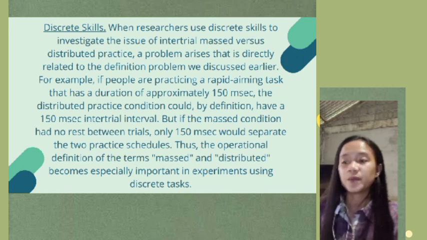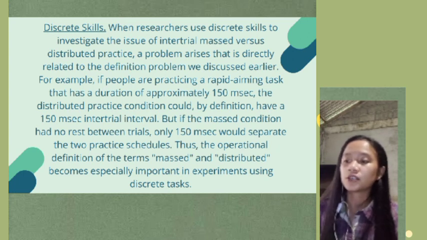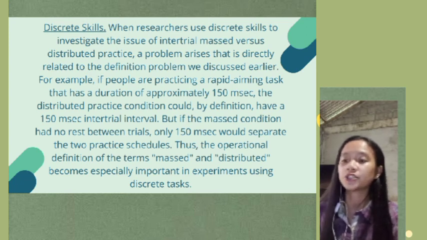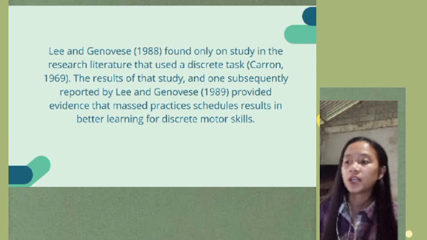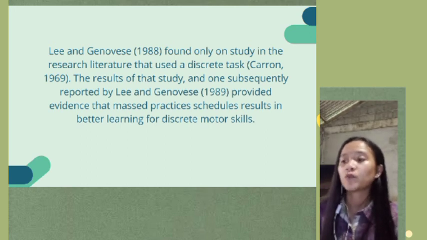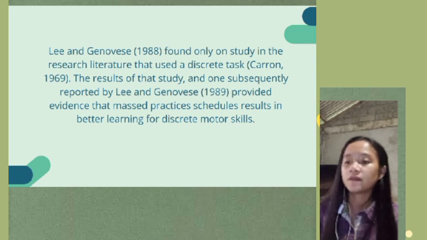For example, if people are practicing a rapid aiming task that has a duration of approximately 150 milliseconds, the distributed practice condition could, by definition, have a 150 millisecond intertrial interval. But if the massed condition had no rest between trials, only 150 milliseconds would separate the two practice schedules. Thus, the operational definition of the terms massed and distributed becomes especially important in experiments using discrete tasks. Lee and Genovese in 1988 found only one study in the research literature that used a discrete task. The result of that study, and one subsequently reported by Lee and Genovese, provide evidence that massed practice schedules result in better learning for discrete motor skills.